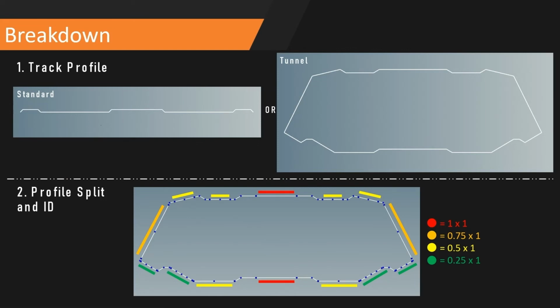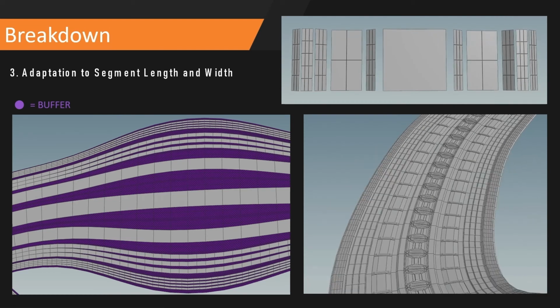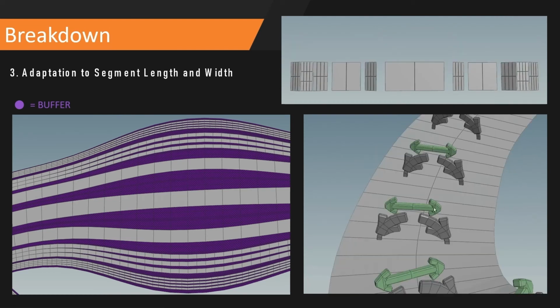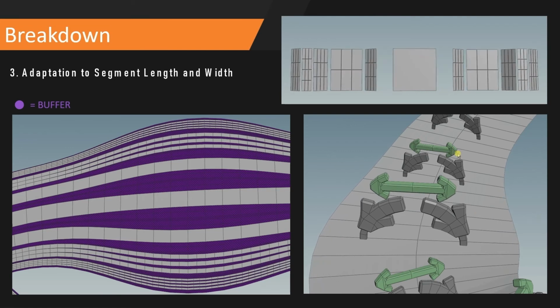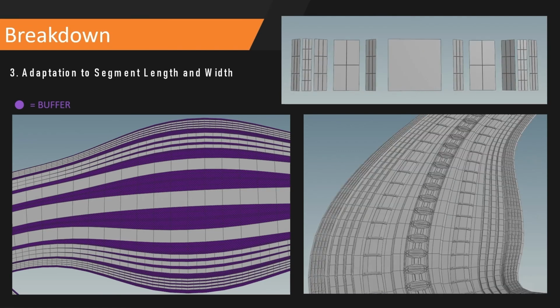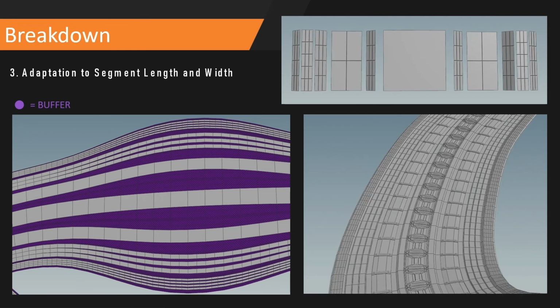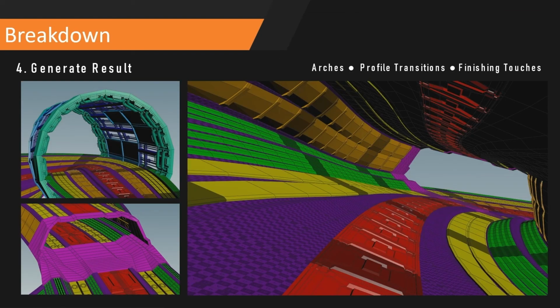It all starts with a track profile which is sectioned and ID'd in preparation for the modules. The system is set up in a way that it can accept any profile, including closed tunnels. Next, the section profile is swept across the track and processed further to accommodate for the adjustment of the segment length as well as the track width. To deal with this variation, the system creates buffer geometry between the modules. In the final steps, the track is generated, along with the smooth transitions between varying track profiles.